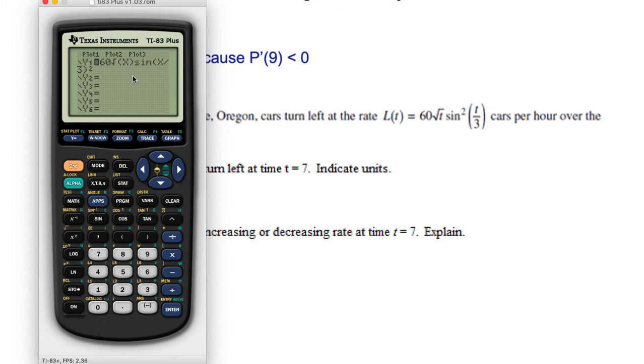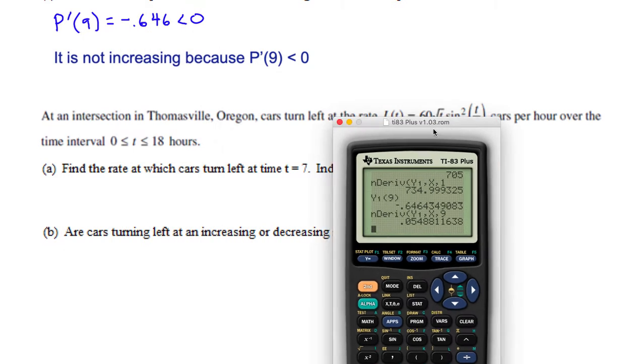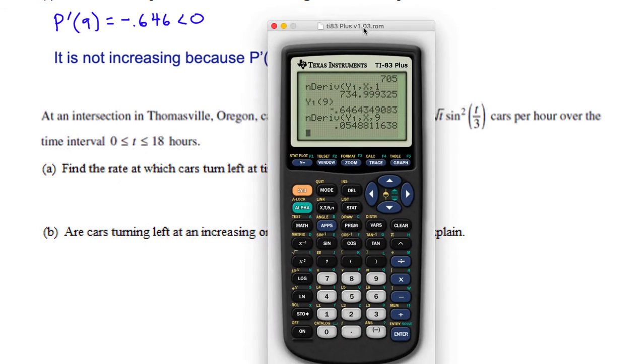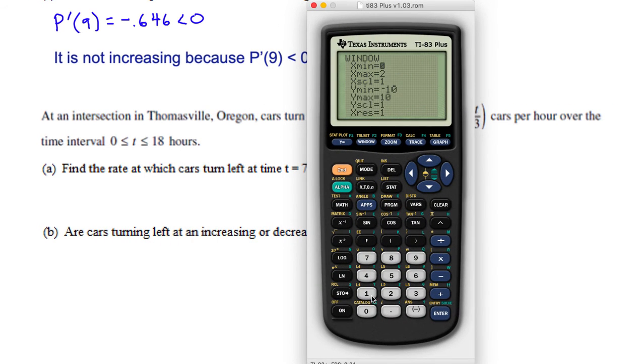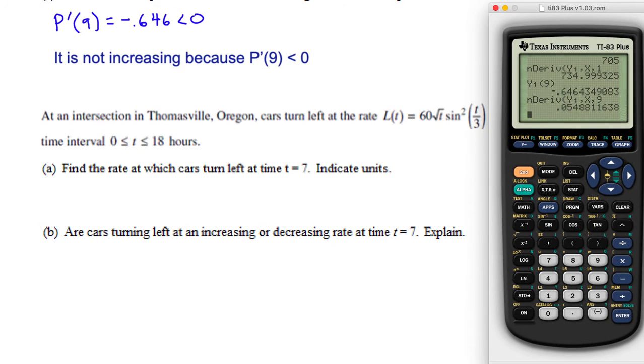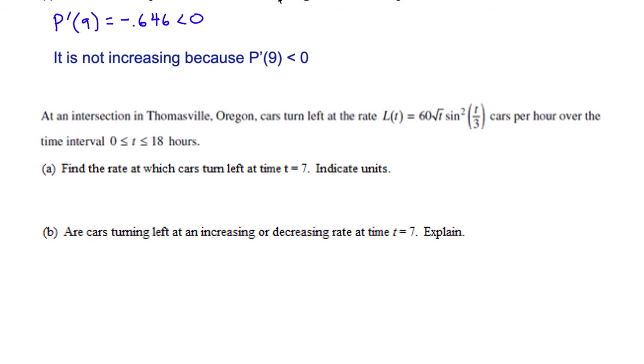All right, so I have that entered correctly. Okay, let's get out of that. We have a window from 0 to 18. If I wanted to graph that, I could come over here and say 0, enter, 18, enter, and graph it, but it's faster to not graph it. So A is asking, what is the rate at which cars turn left? And this is the left function.